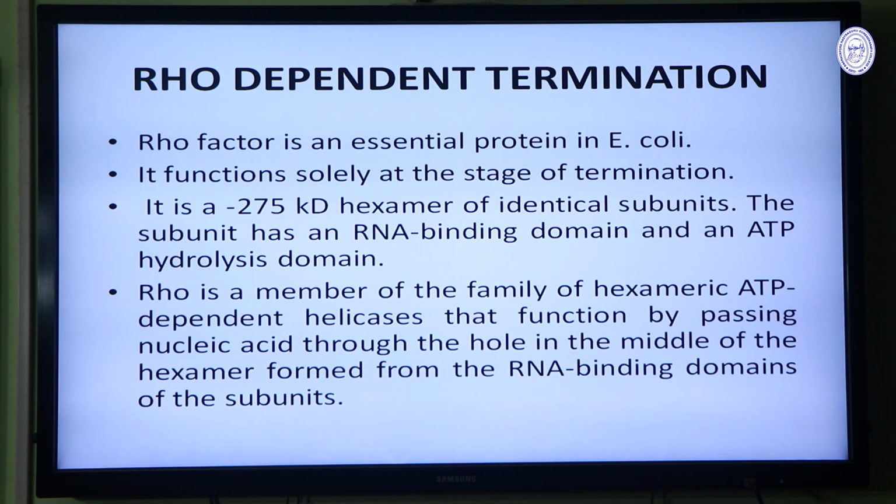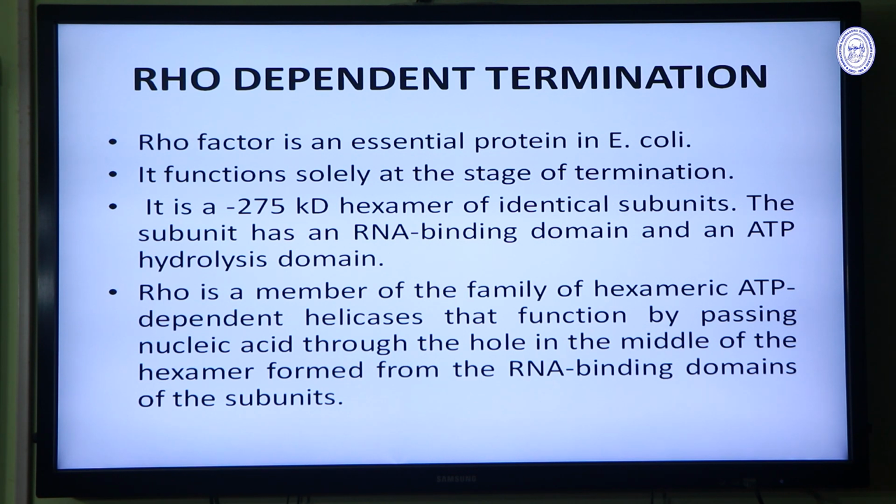So, Rho factor is an essential protein in E. coli. It functions solely at the stage of termination. It is basically a 275 kilodalton hexameric protein of identical subunits. That means 6 monomers are associated to form the protein. This Rho protein has an RNA binding domain, that means it has a domain that can bind to the newly synthesized RNA, and it requires energy for its movement to reach terminator sequences. So, ATP hydrolysis is required.